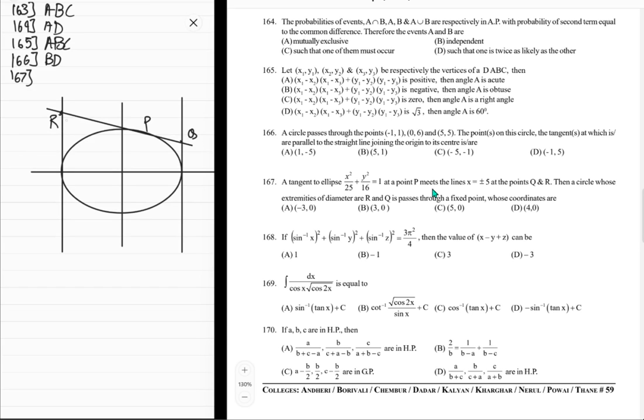Okay, I know what it's going to say, that it subtends 90 degrees at a focus. Circles whose extremities of diameter are R and Q passes through a fixed point whose coordinates are, yeah, the focus, which is 3,0 and -3,0. So A and B.